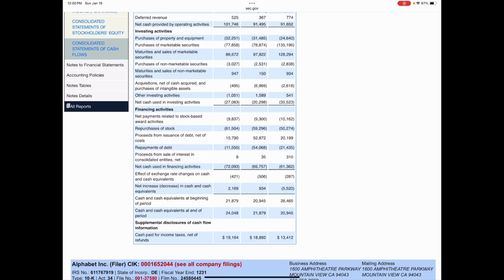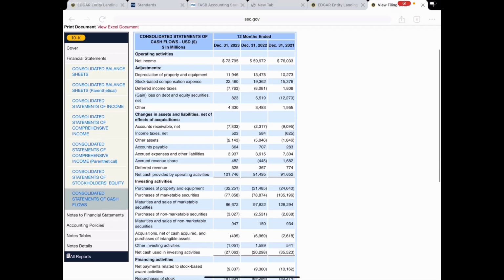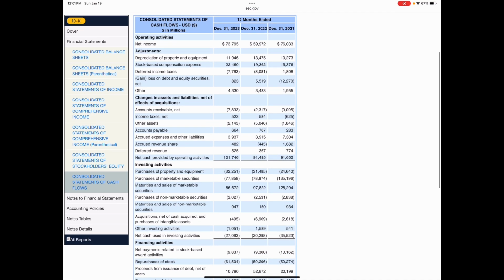Financing activity reports the net cash used in financing activity is negative 72. Why? Because it repurchased stock using cash, repayment of debt using cash, also it issued new debt $10 billion. This total is 72 billions of dollars, and it is negative. It has net cash outflows. I will talk more about financial statements later, but here I just use the real world example to show you the format of different financial statements.